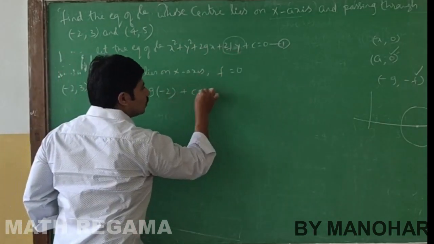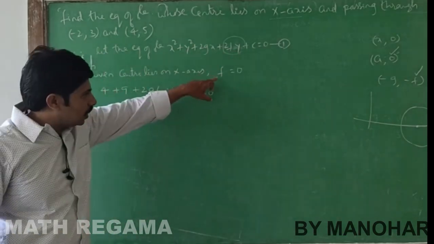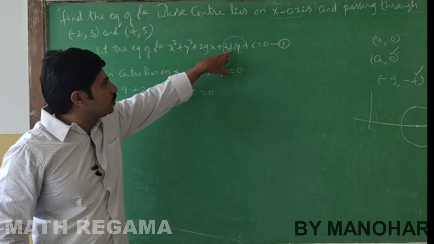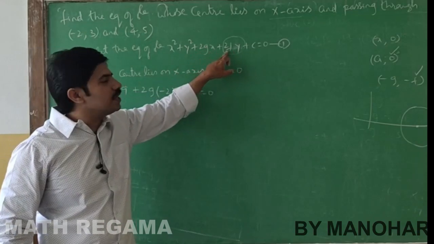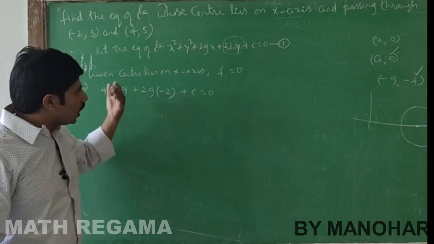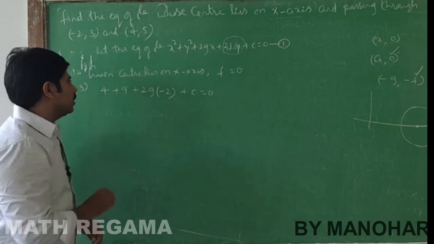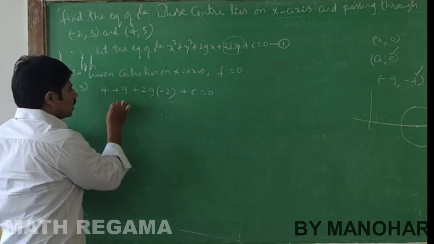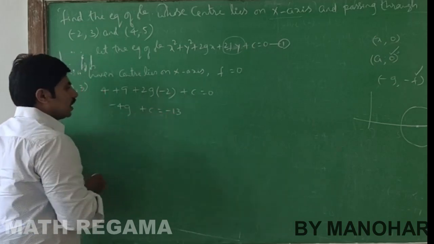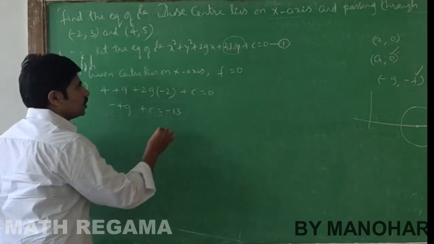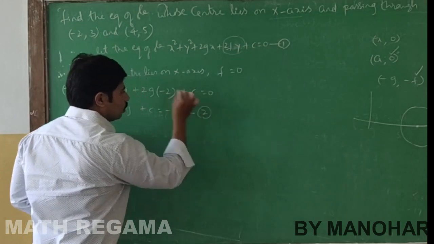After that we have plus c is equal to 0. Since the value of f is 0, if I substitute this 0 and 3, this whole term will become 0. 0 and anything is 0. So eliminate that term and write the remaining c. Now we get minus 4g plus c is equal to minus 13. This is equation number 2.